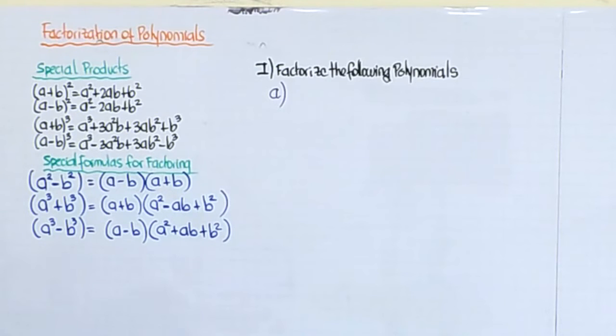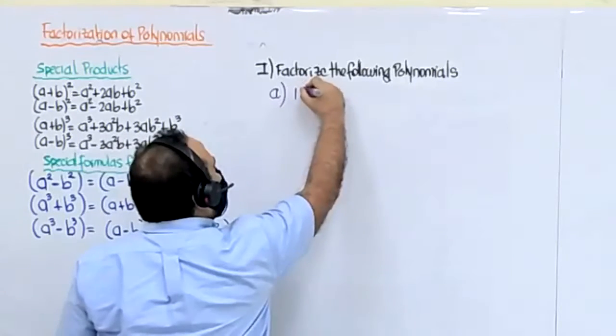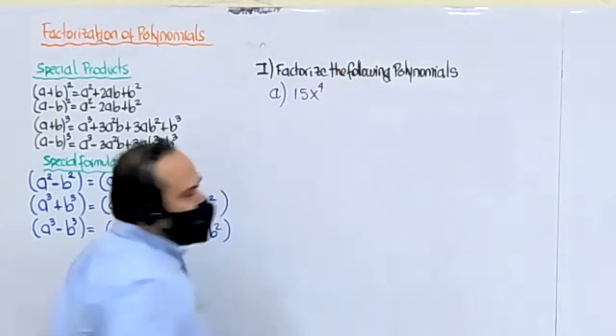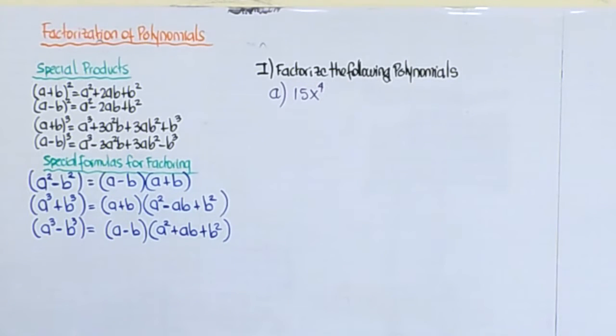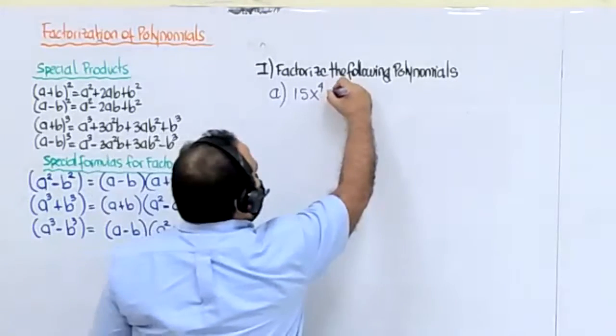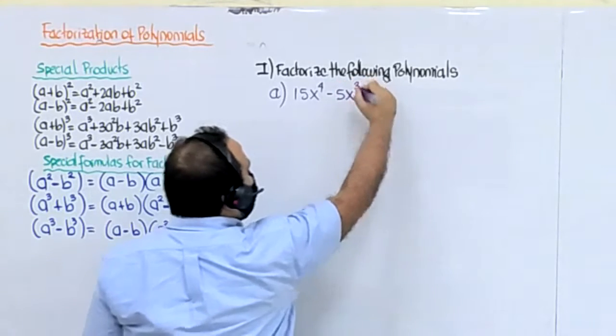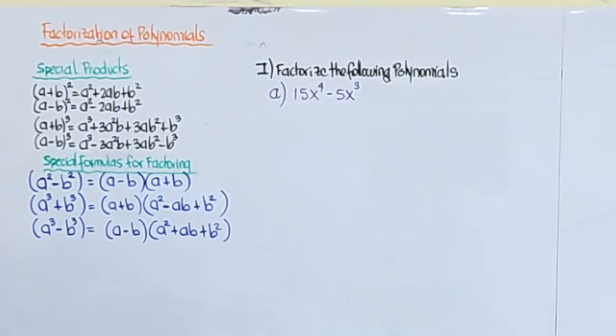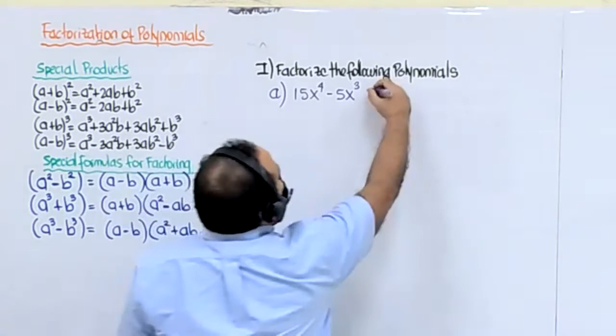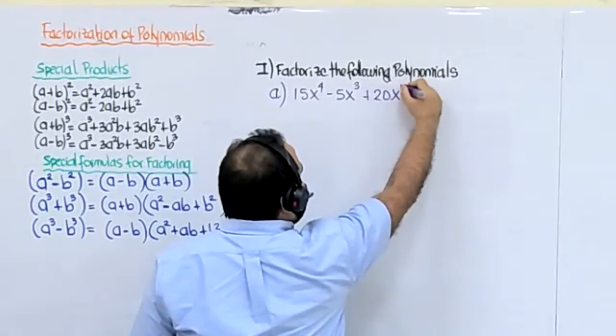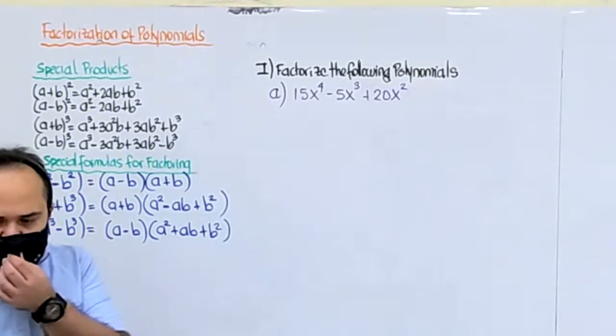Let's see what we got. Yeah, this will be nice. 15x to the 4 power minus 5x cubed plus 20x squared. Okay, and we have to factorize this expression.